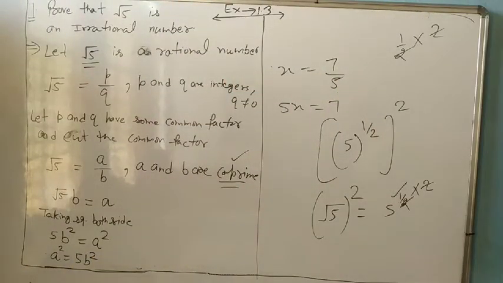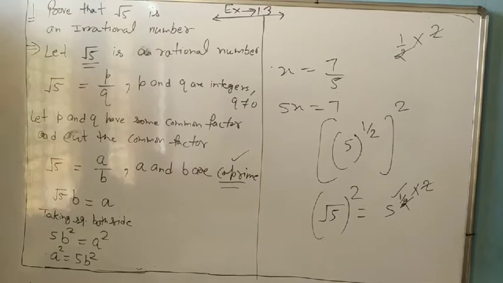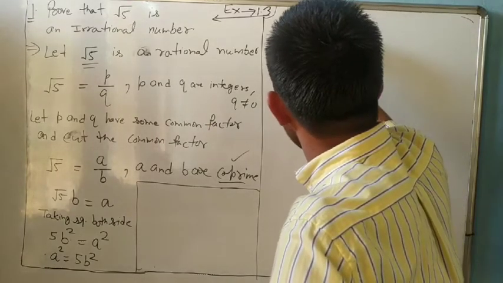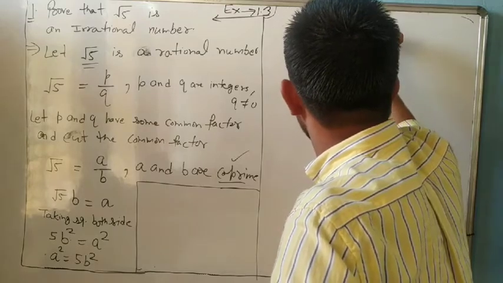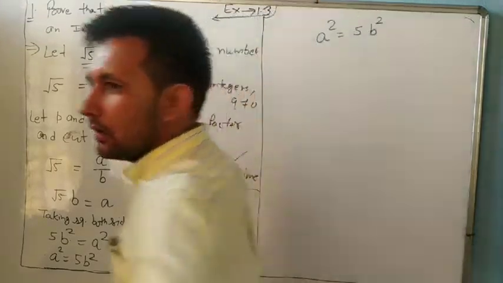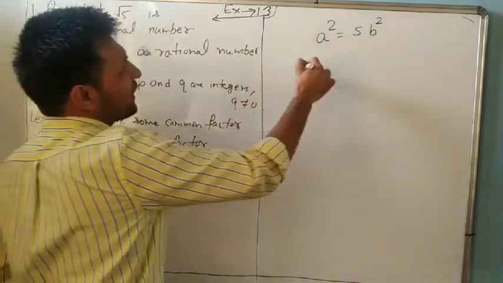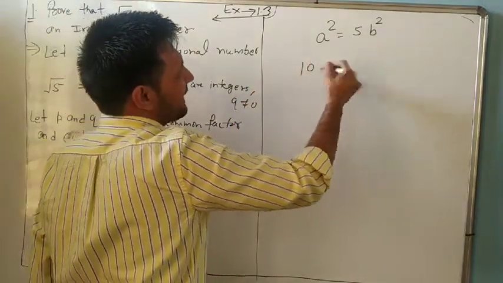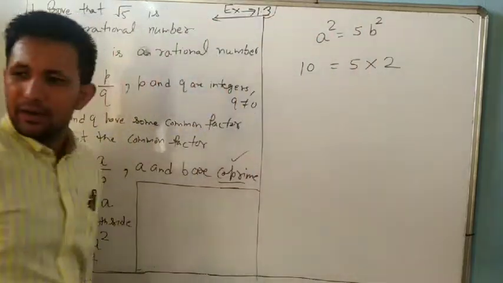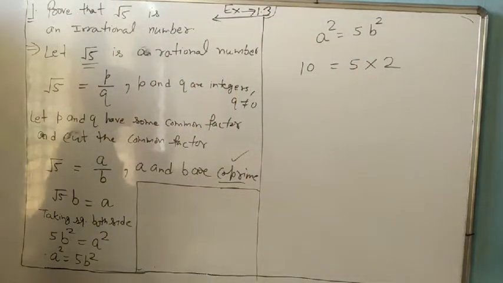Only we change left and right hand side. Now look at. Everyone knows a square equals 5 b square. And suppose a square value is 10, and 10 can you write as 5 into 2? Do you understand? So what is the meaning?